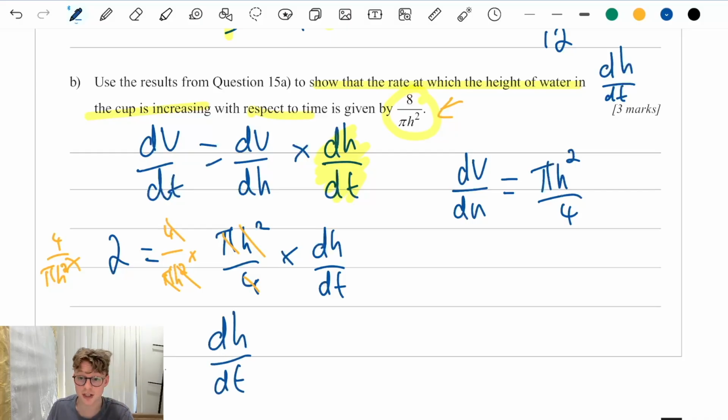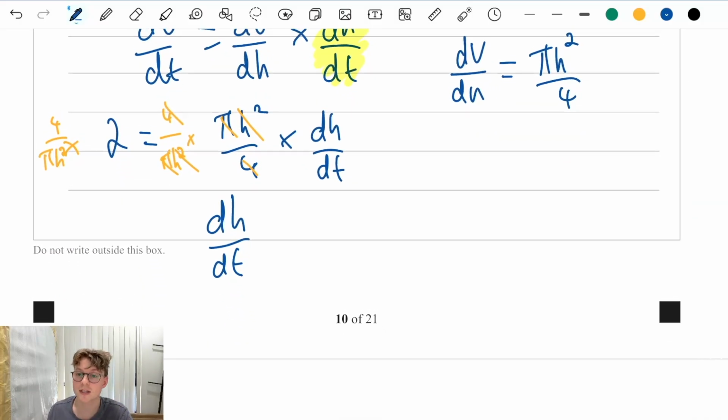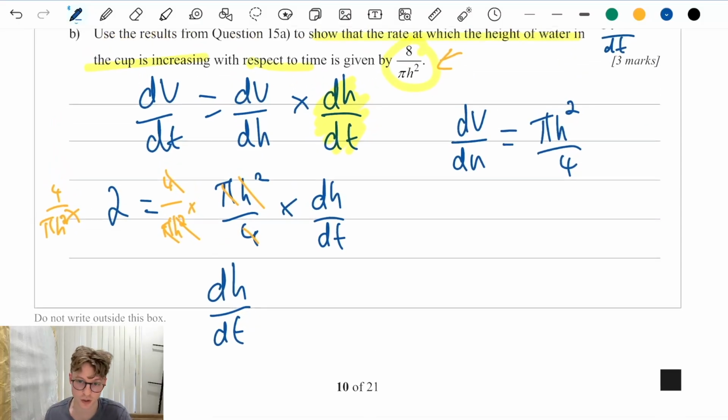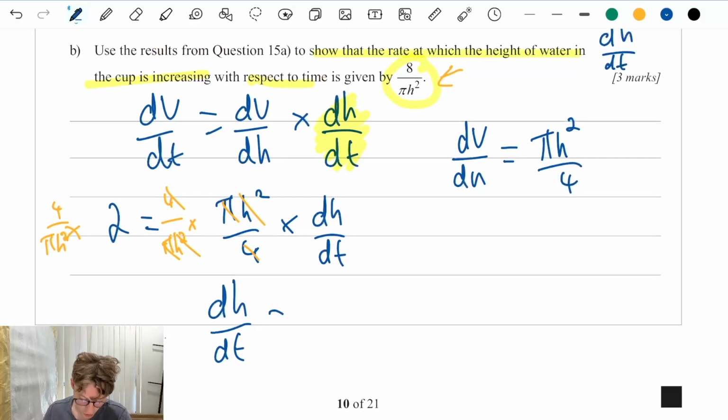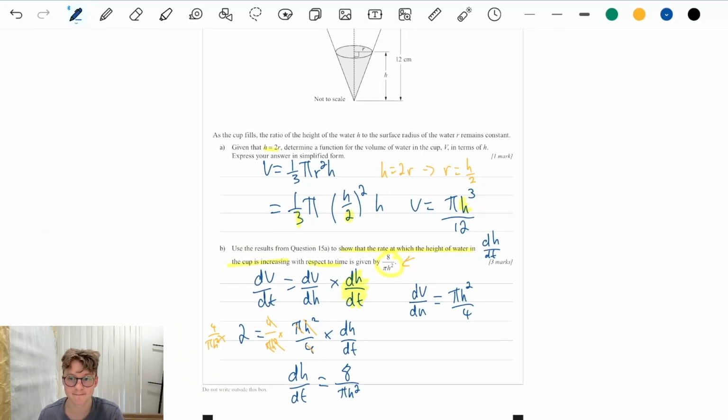But in the actual exam, don't write outside the box. Your answers will not be scanned. They will not go to the QCAA. They will not count. It'd be like you didn't submit an answer. So dh over dt is equal to 4 times 2, which gives me 8 over pi h squared, and I've got my 3 marks for part B.